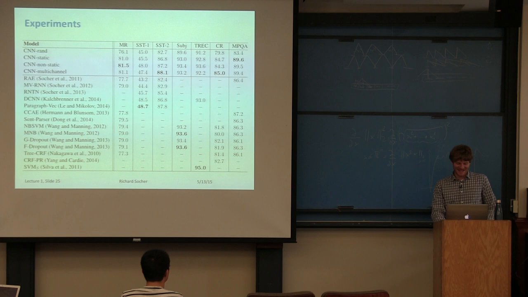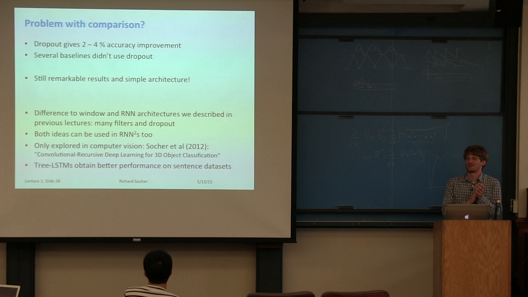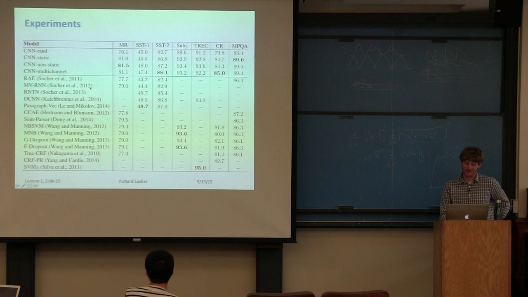All right, so let's try to be a little critical here and see what the problem was with this comparison. In the paper, it is mentioned that Dropout gives 2 to 4% accuracy improvements. And Dropout was invented and sort of popularized in late 2012. So the various papers from 2011, 2012 basically didn't have that ability. And so if you now add 2 to 4% to several of these numbers, you will then have to question, well, is the model actually better, or do we just have better optimization techniques now?